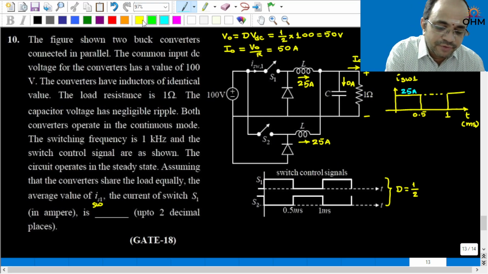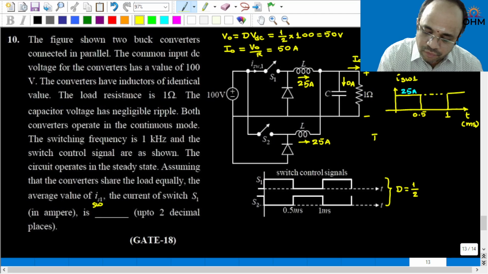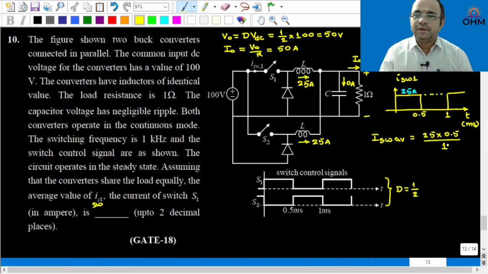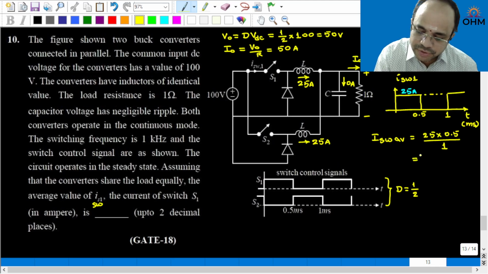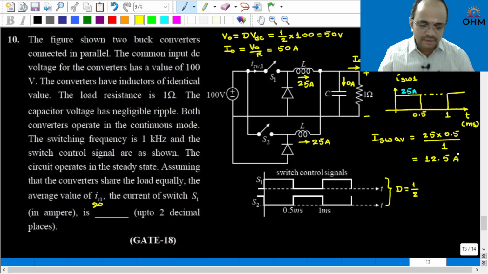Now, from this waveform, what is the question here? What is the average value of the switch current? That is 25 into 0.5 will be the area, and the denominator 1, that is the full cycle time. So, this will give you 12.5 ampere. So, the average value of the switch current will be 12.5 ampere. This is the answer.